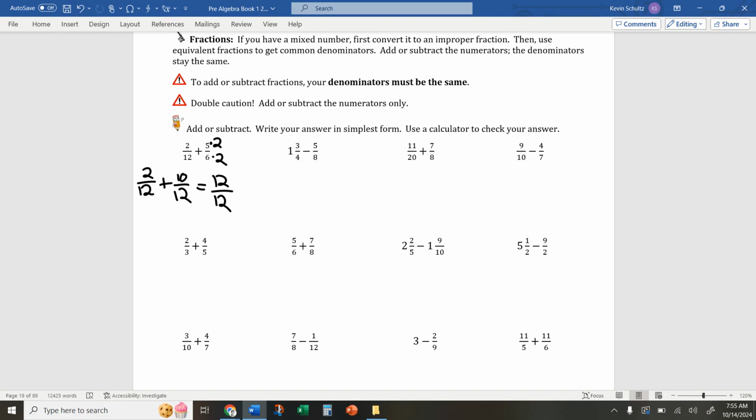Okay. And then of course we would simplify it here, right? 12 twelfths, what does that simplify to be? 1 whole. Okay? 12 twelfths equals 1 whole. Yes, I was correct. Yay. Okay? Good. We should celebrate all things. Okay. The next one, 1 3/4 minus 5/8.